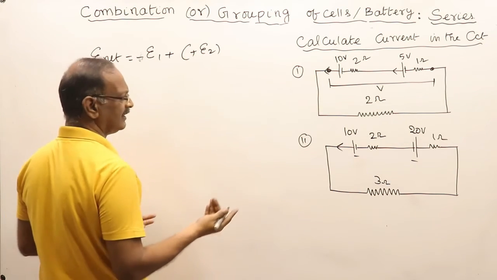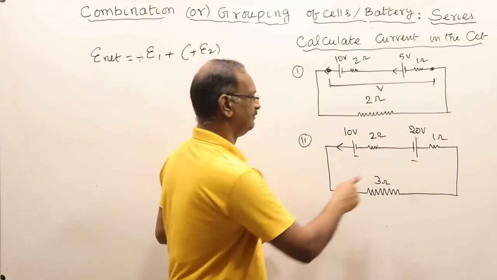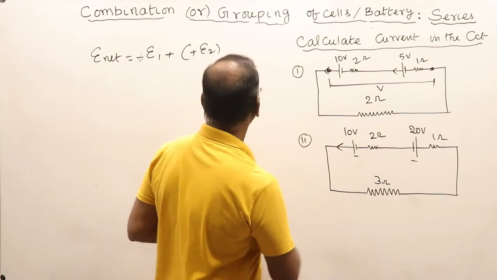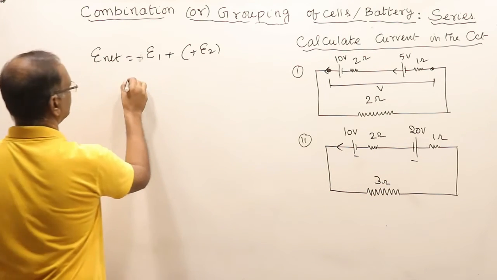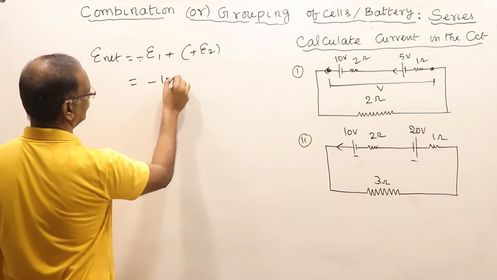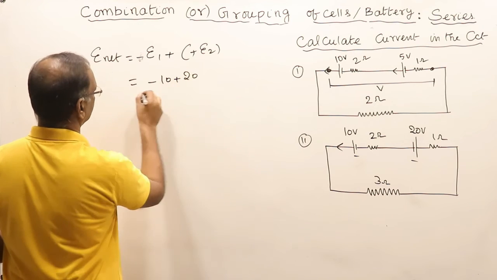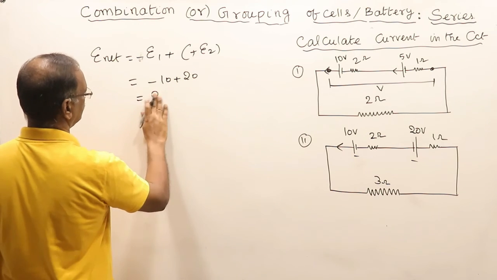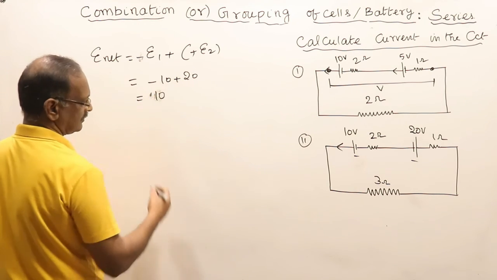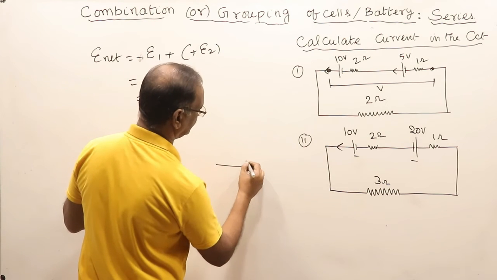We can take either way. Since this is bigger, 20 volt, we'll take this way. This is minus 10 plus 20 is equal to 10 volt. So the equivalent circuit will be like this.